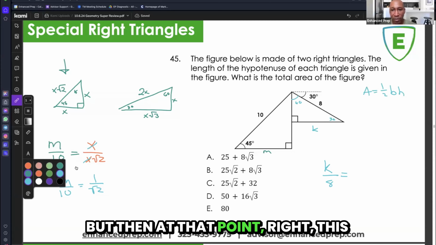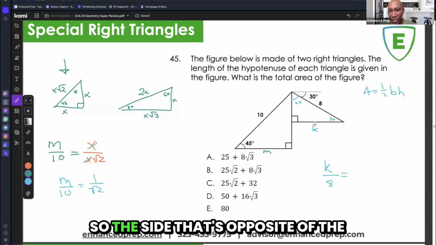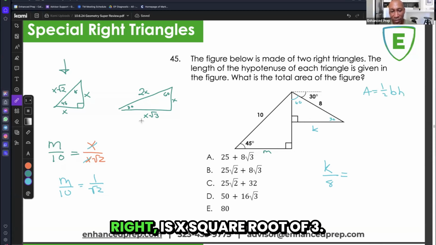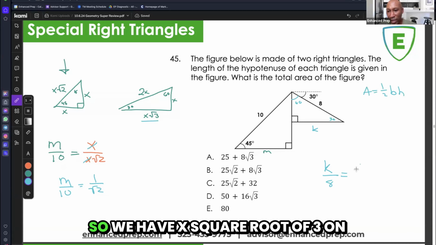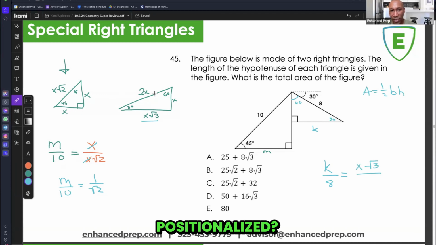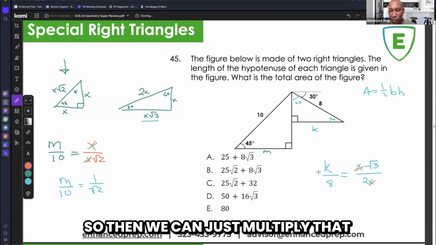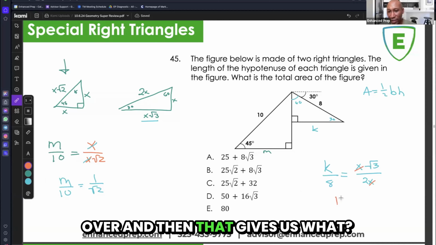But then at that point, this is our 60, right? And this is our K. So the side that's opposite of the 60 is x square root of 3. So we have x square root of 3 on top. And then what do we have on bottom? Well, where's the 8 at position-wise? It's the hypotenuse. So that's going to be our 2. So then we can just multiply that over. And then that gives us what?